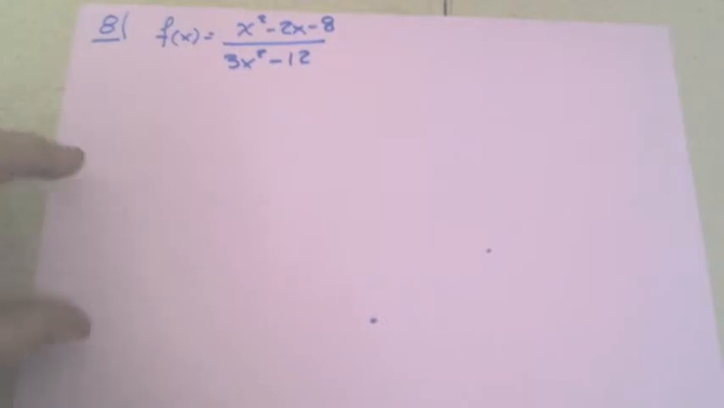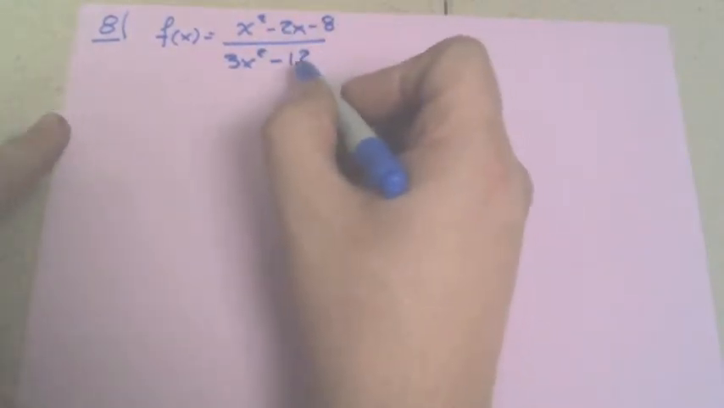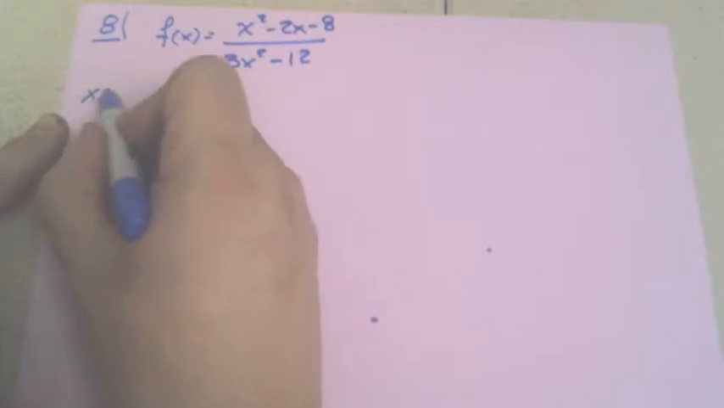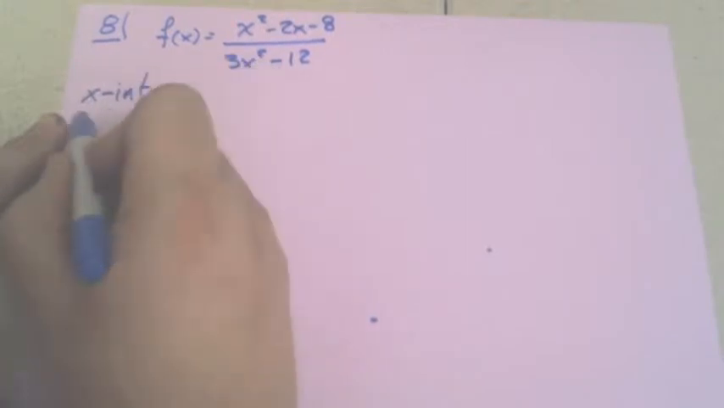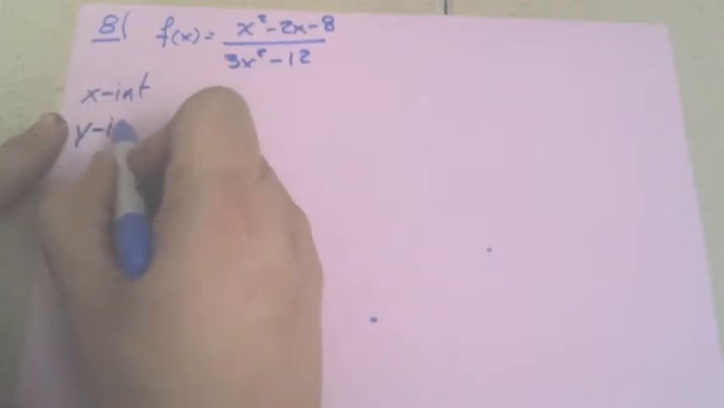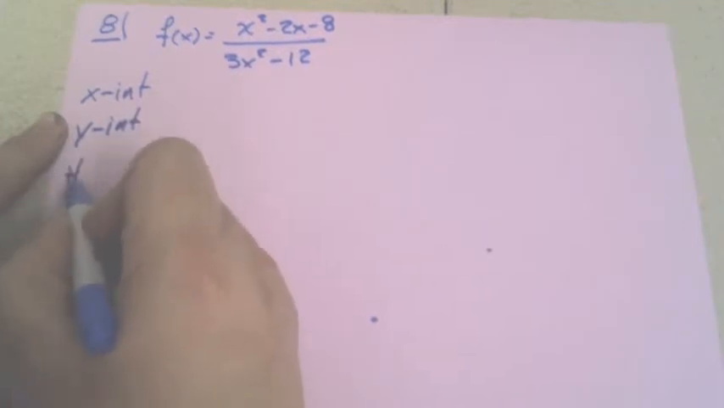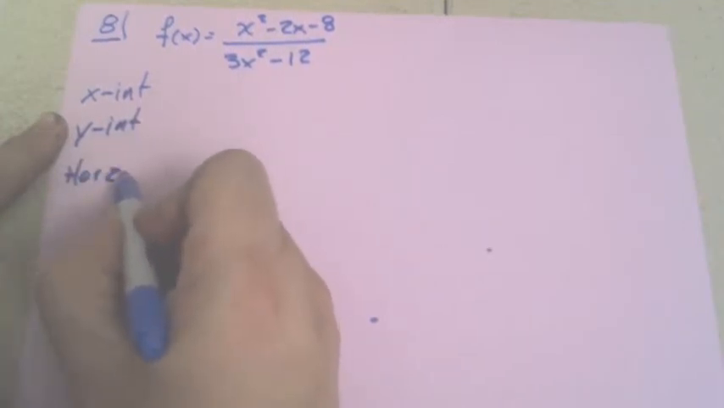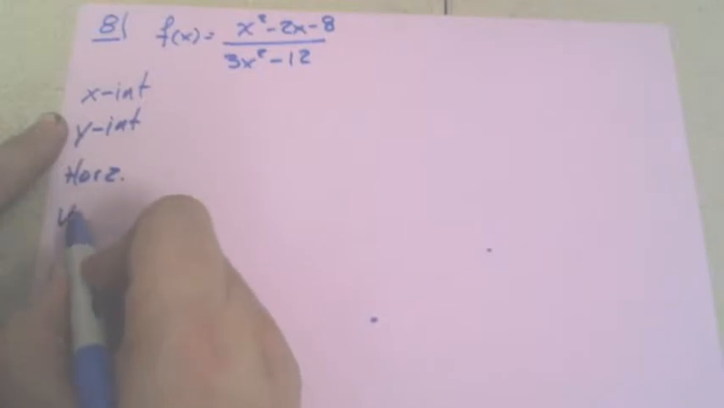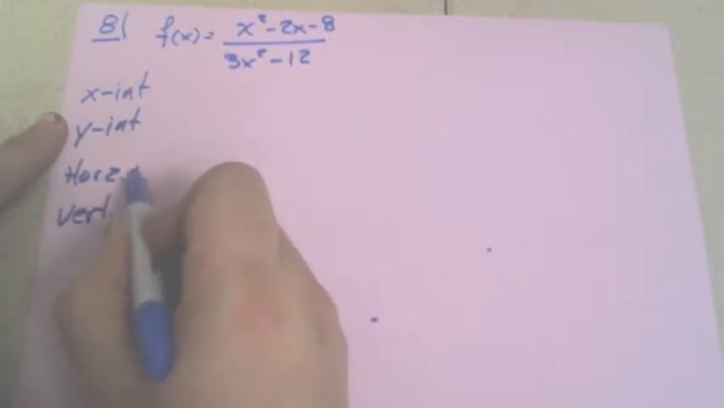And again, from your section, you know that there are a couple things that we often look for in these. We are going to be looking for x-intercepts. We're going to be looking for y-intercepts. We'll be looking for horizontal asymptotes or slant asymptotes, depending. And we'll be looking for vertical asymptotes.